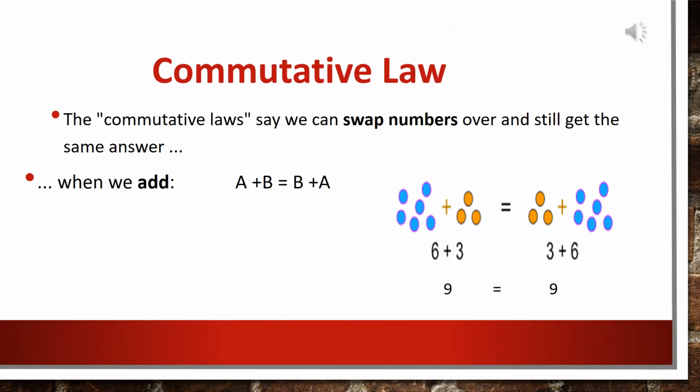In the commutative law of addition, the sum of two whole numbers remains the same if the order of the numbers is changed. Let A and B be two whole numbers, then A plus B is equal to B plus A. This property is called the commutative property of addition, as commuting means changing, replacing, and exchanging. For example, when we add 6 and 3, or add 3 and 6, we get the same answer, which is equal to 9.